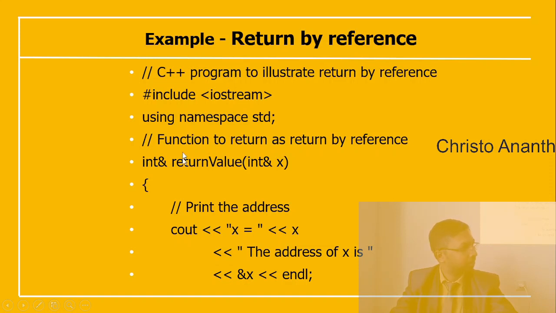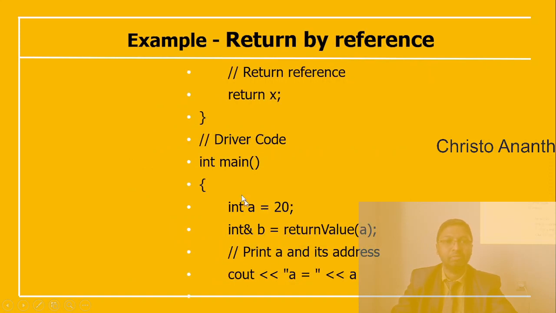This is a function that returns by reference: int& returnValue(int& x). You print the address: cout << "x = " << x, and the address of x is &x. Then you return the reference: return x.